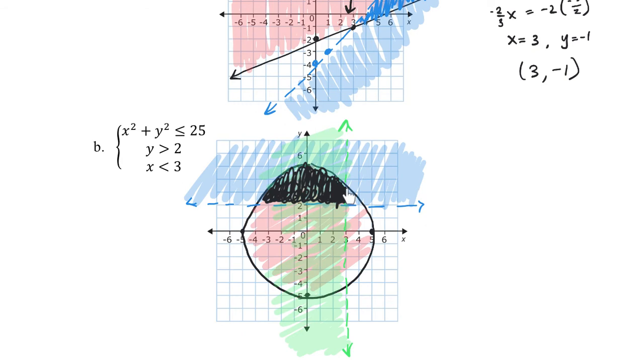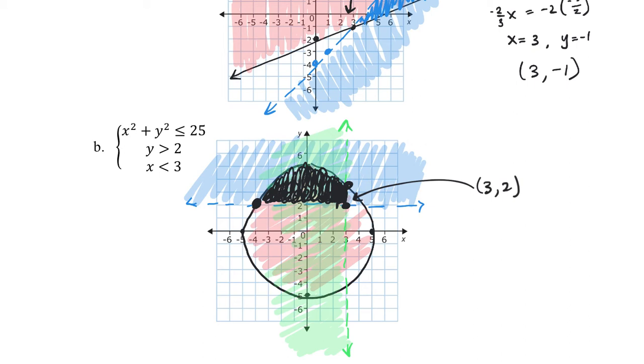Now, the vertices occur here, here, and here. So we need to find all 3 of those points, the intersection points. So again, we need to find this point, and that point. Those are all the intersection points along the boundary of this solution set. Now, this one is easy enough to locate without having to solve anything algebraically. This is on the line x equals 3 and on the line y equals 2.